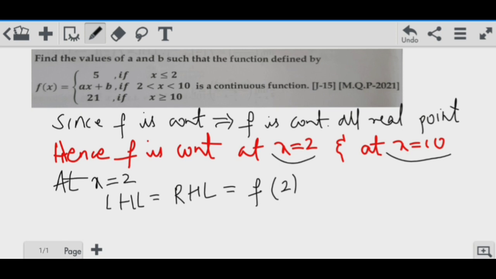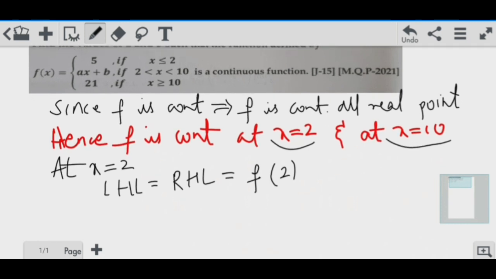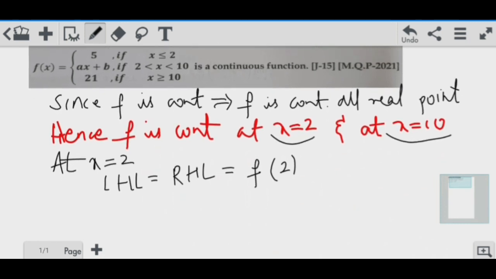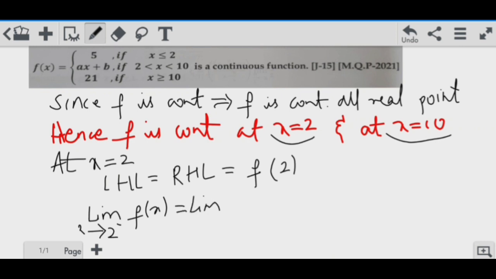So LHL is limit of function f of x as x tends to 2 minus. This is equal to limit of function f of x as x tends to 2 plus, that is RHL, which is equal to f of 2.